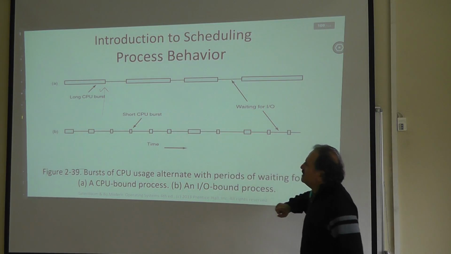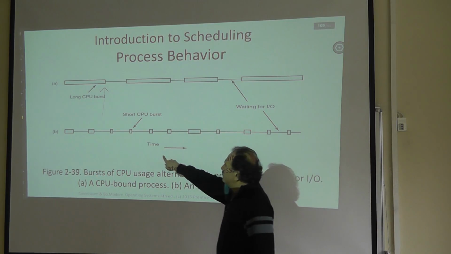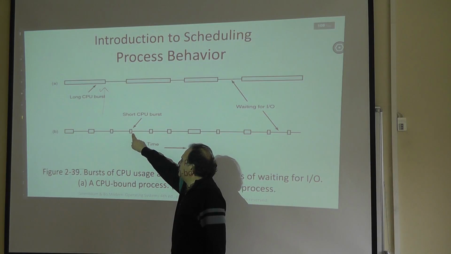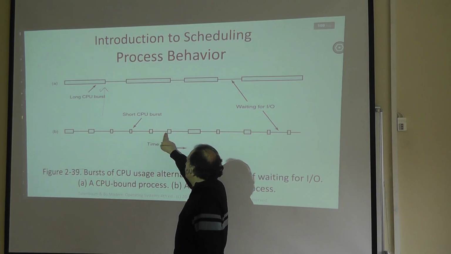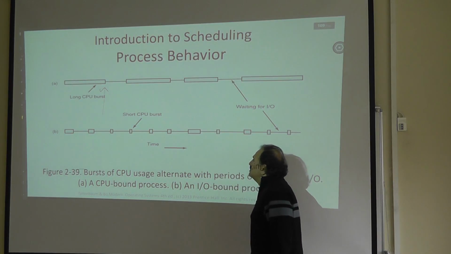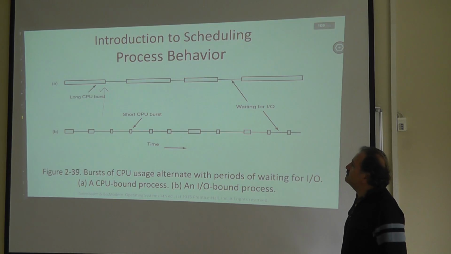For the process B, it uses a small amount of CPU time, and then it will block because it is waiting for an I/O task. Then it will run again, and then it will block. Okay. So these are two different processes, and I need to schedule them.